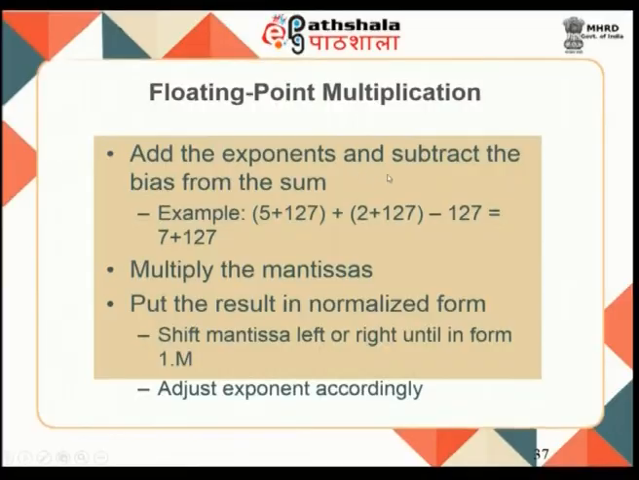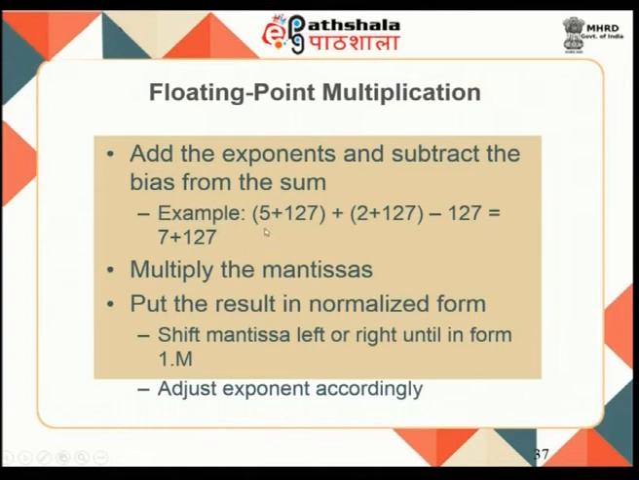So, when you have two operands represented in the standard form, remember that both the operands are available in the excess-N notation or the biased exponent notation. So, in order to find out the result's exponent, what you have to do is add the exponents and subtract the bias from the sum.